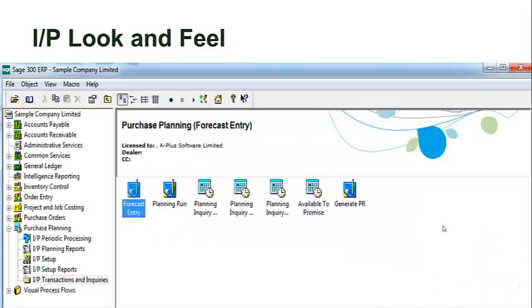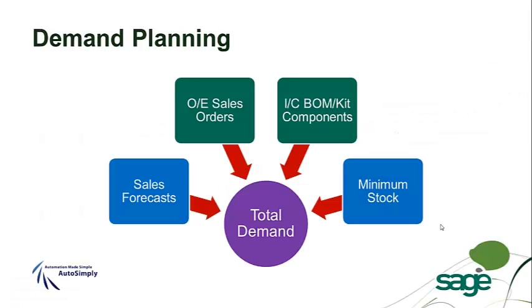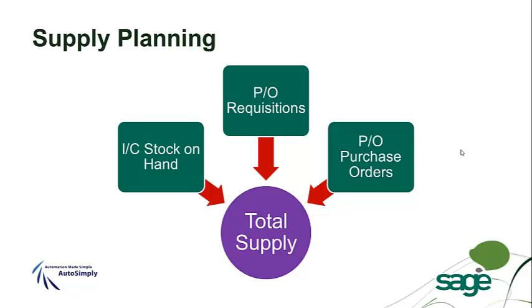Here is a screenshot of the purchase planning module. Notice how it has the same look and feel as Sage 300. In demand planning, the purchase planning module will consider sales forecasts, sales orders, IC BOM and kit requirements, as well as the minimum stock requirements for each item. In supply planning, purchase planning will consider what is currently on hand in inventory control, purchase requisitions in PO, as well as actual purchase orders in the purchase order module.